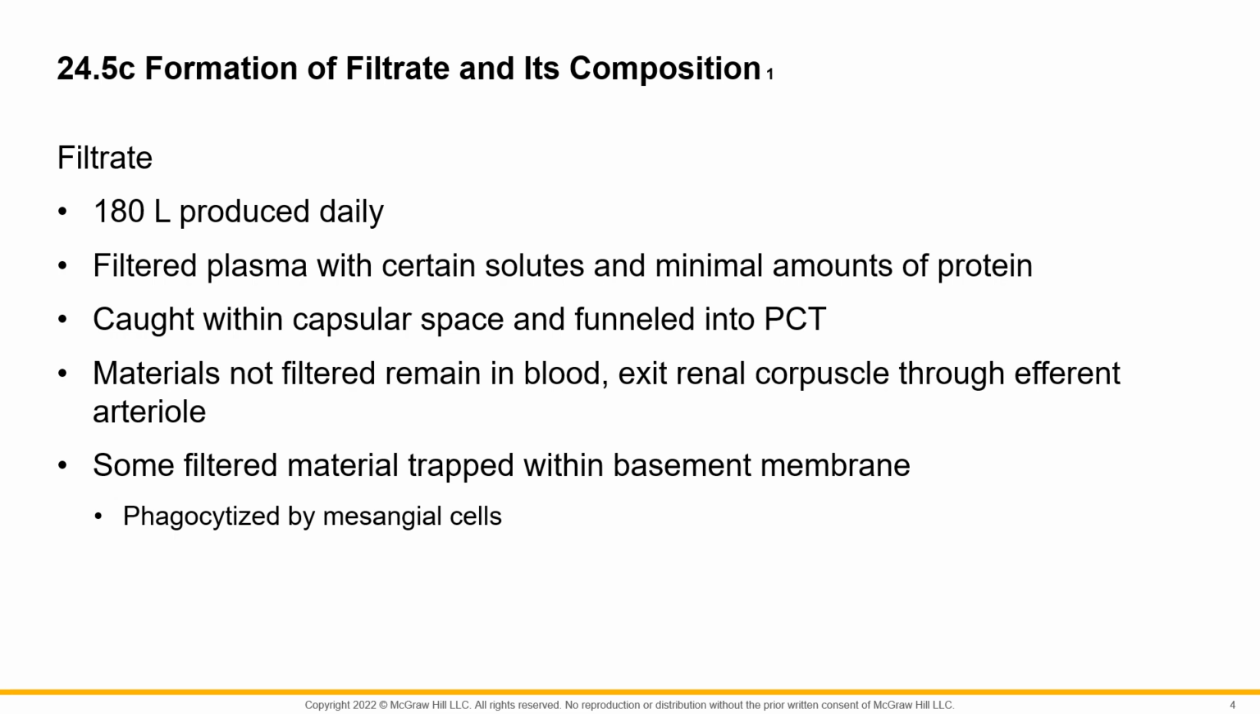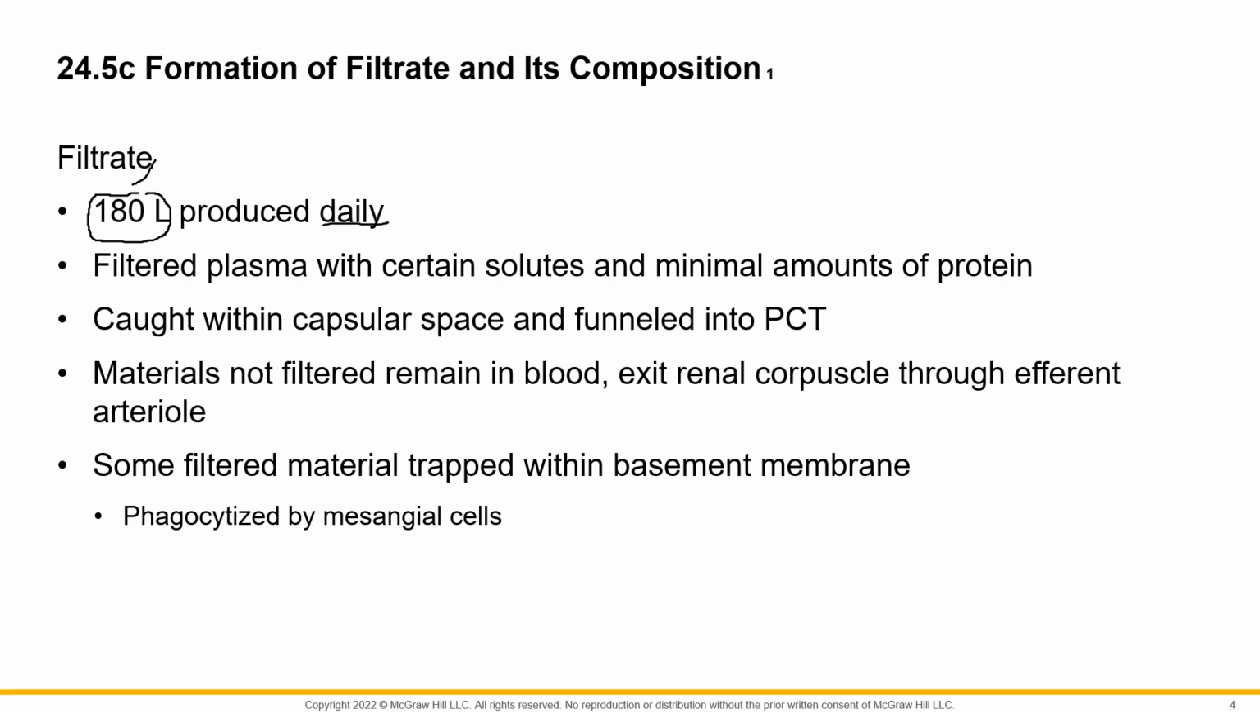So in a 24-hour period, we produce about 180 liters of filtrate. Now, if all of the filtrate were to become urine, we would be peeing out about 180 liters of urine a day, which would be ridiculous, right? So 99% of that filtrate ends up being reabsorbed into your bloodstream by the nephron, and we're going to look at that here in a little bit.